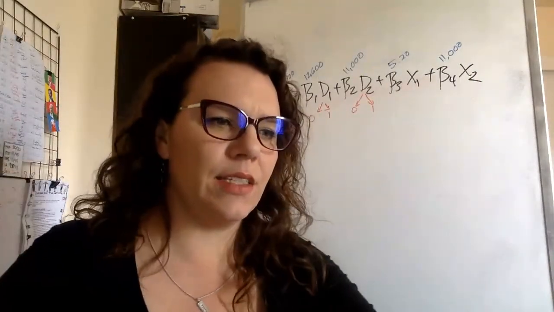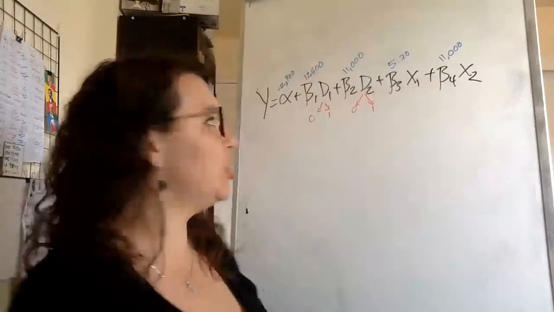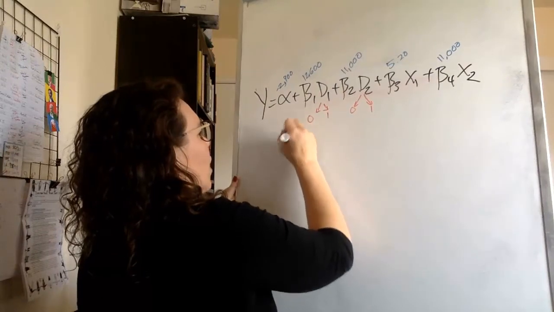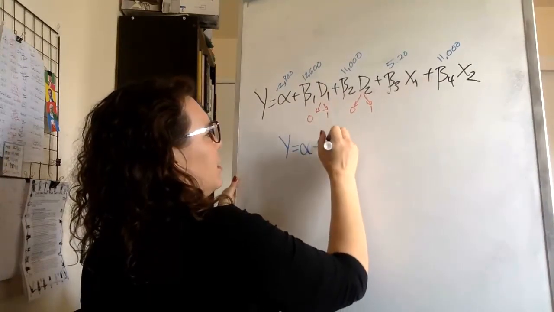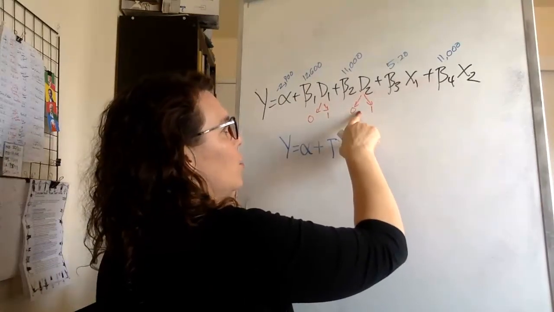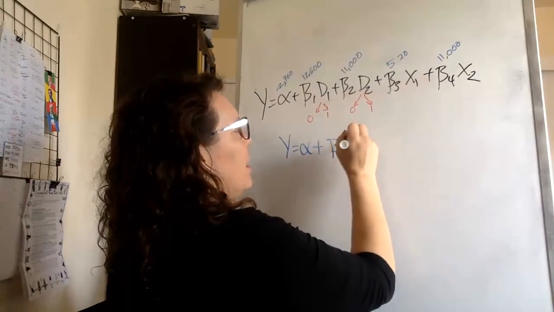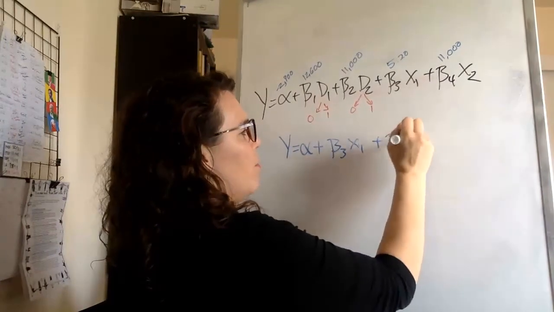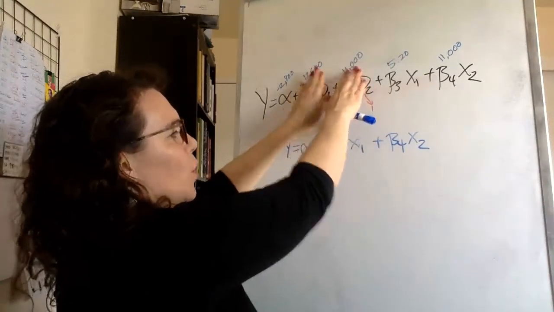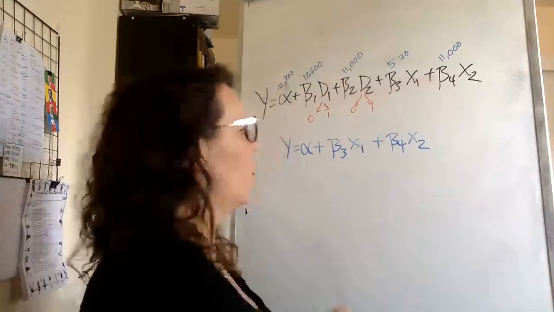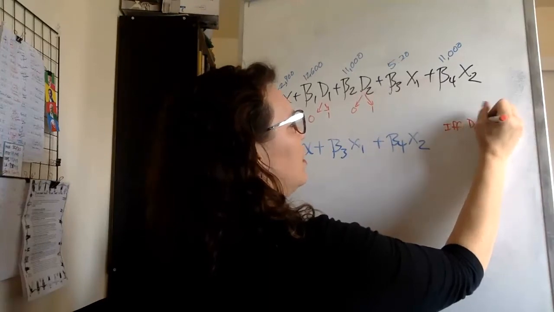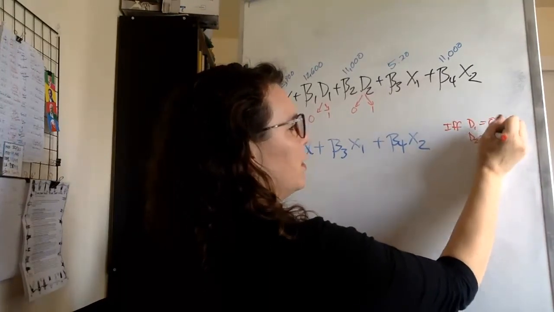What that means is we now have a system of equations. If D1 is 0, then y equals alpha plus, D1 falls away, and if D2 is 0, it falls away too. It's just beta 3 x1 plus beta 4 x2. If these are both 0, these both go away, if and only if D1 equals 0 and D2 equals 0.